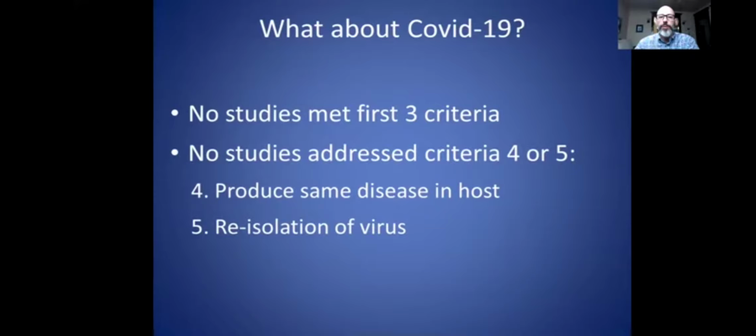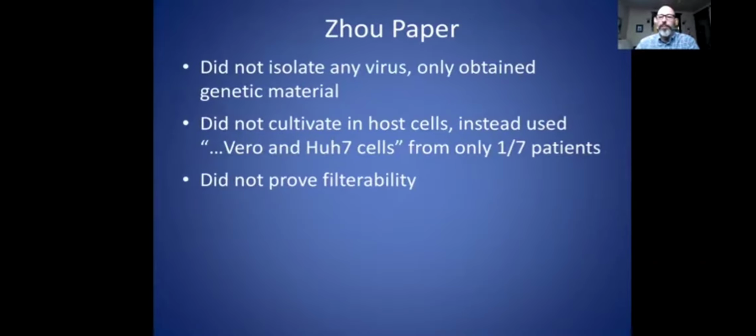No studies tried to address criterion 4 or 5, which is inoculating the isolated particle into a healthy host and causing the disease, or re-isolating it from that person. So this was just not done at all, not attempted. So if criterion 4 and 5 were never attempted, you can already conclude from that that it has not been proven, to be fairly confident, that this is a cause of any illness. But let's look a little bit closer.